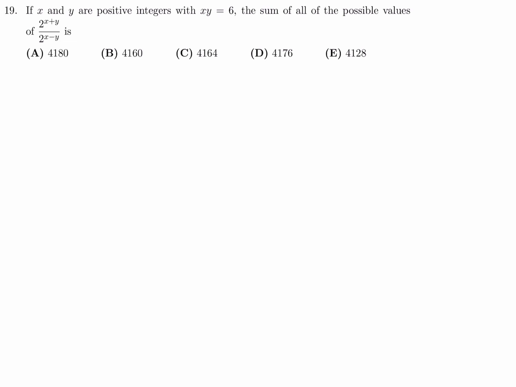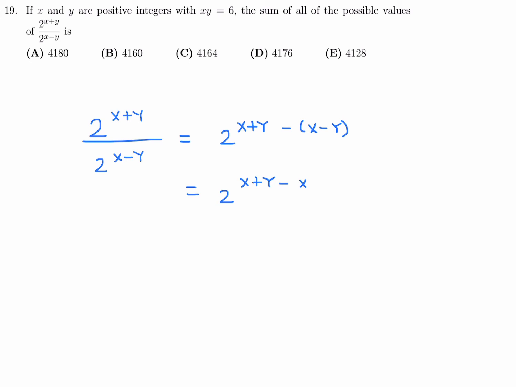If x and y are positive integers with xy equal to 6, find the sum of all possible values of 2 to the power of x plus y over 2 to the power of x minus y. Let's simplify this. 2 to the power of x plus y minus x minus y. So that's going to be 2 to the power of x plus y minus x plus y. And the x's cancel, so you just get 2 to the power of 2y.